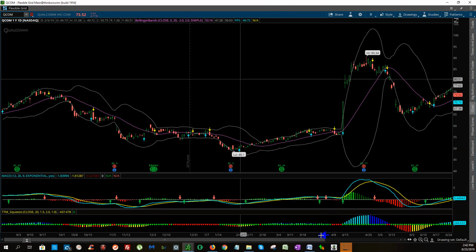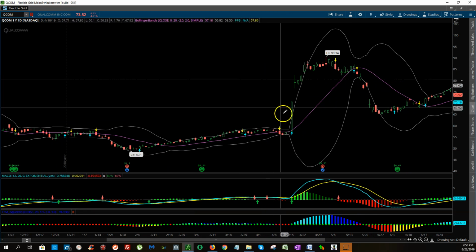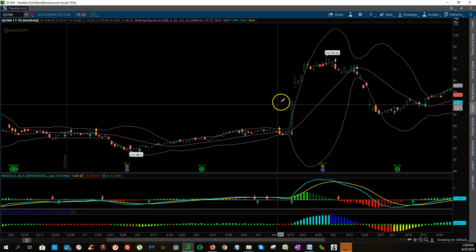Let me just zoom in here a little bit if I can. So it hasn't even broken, there we go, that's a little bit better. It hasn't even broken the lower Bollinger Band. We can see that here. It's still above the lower Bollinger Band. So in this situation, when I get into a squeeze, I would personally be thinking that there's a good chance that this squeeze could go ahead and fire to the upside.